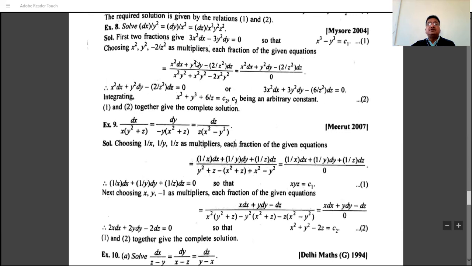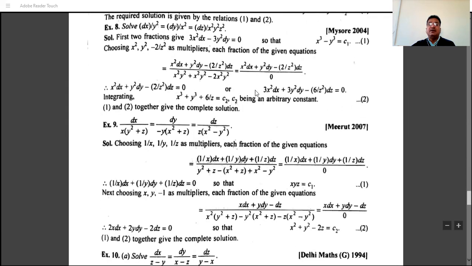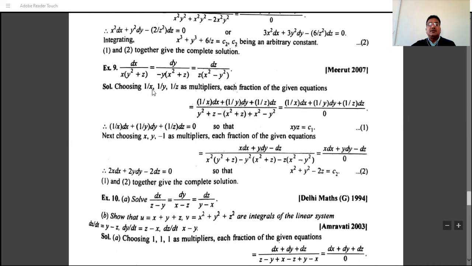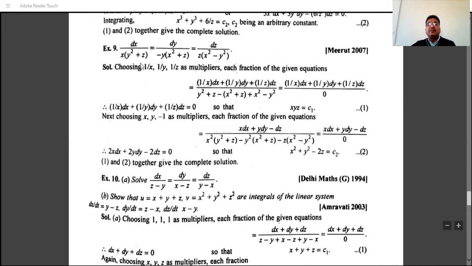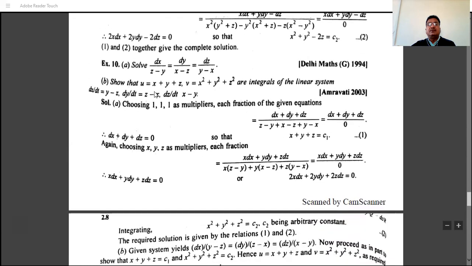And first two, if you consider the first two fractions, z is absent, we have this answer, x cube minus y cube is equal to 7, and 1 and 2 gives the general solution. Then problem number 9, multipliers are 1 by x, 1 by y, 1 by z. And the second set of multipliers is x, y, minus 1. So solve this problem.